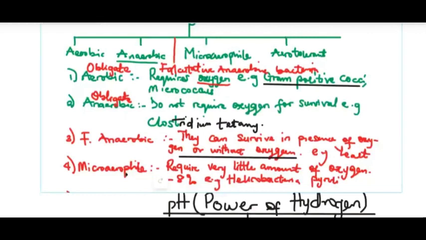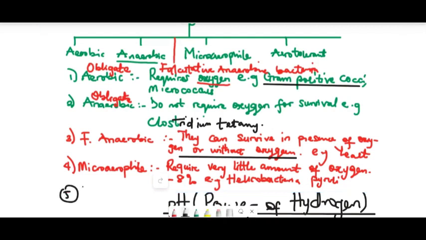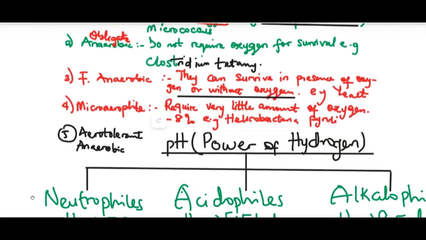The fifth one is your aerotolerant anaerobic. Does that make sense? They are bacteria that are basically anaerobic. But they can tolerate the presence of oxygen for their growth. You get that? So basically they do not require oxygen for their growth.